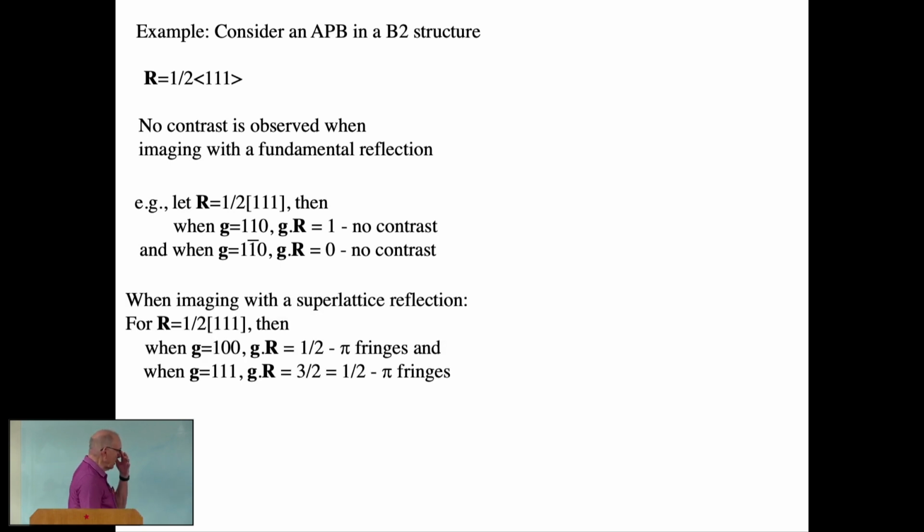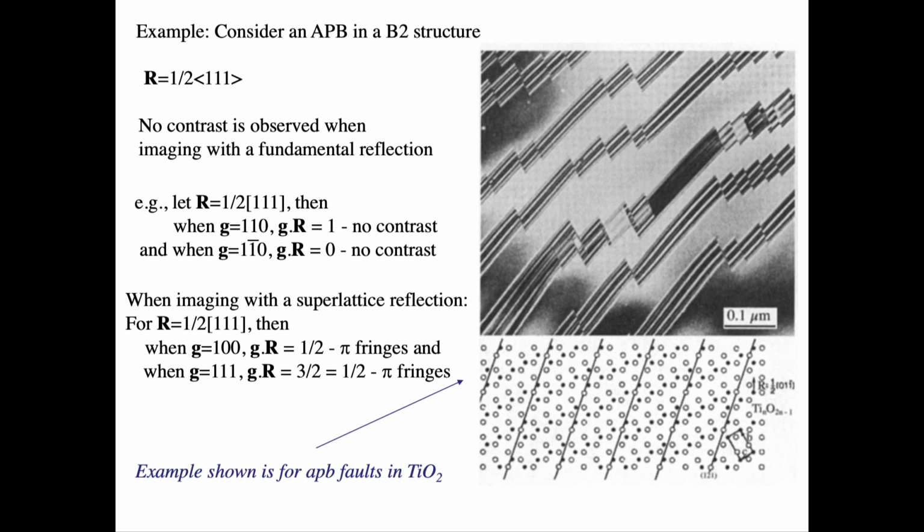And when imaging with a superlattice reflection, so if R is 1/2 <111>, then if G equals 100, we get G dot R is 1/2, so pi fringes. And if G equals 111, G dot R is 3/2, which is the same as 1/2, we'll see pi fringes. I didn't have an example to show that, except I found this in APB faults in titania, and you can look at these and see something about the rather complicated contrast here for pi fringes.